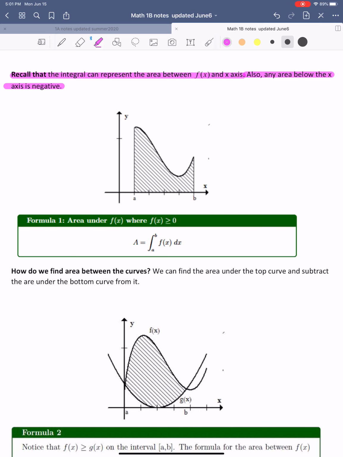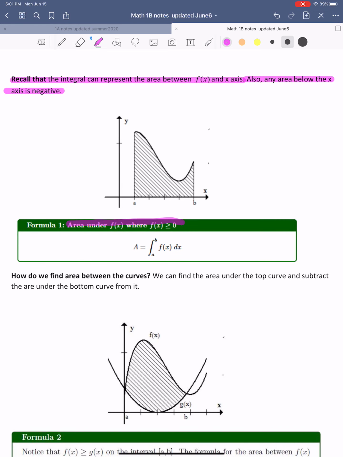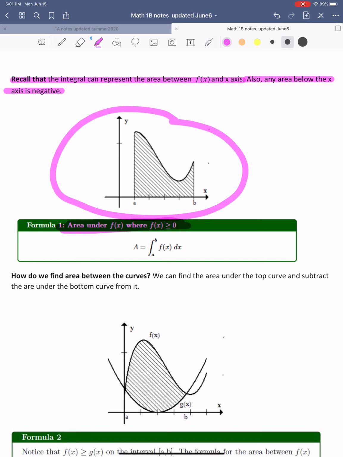Okay, so the first formula, we're going to look at a simple example. Area under f of x, where f of x is greater than or equal to 0, for an example like this. Area is integral a to b f of x dx. So this is the area between the curve and the x-axis. That's the integral of f of x dx. Accumulated area between the x-axis and the curve f of x over the interval a to b, where a and b are the x values.